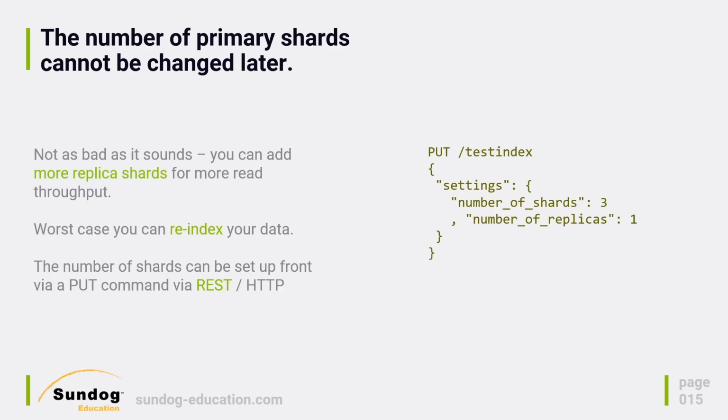We have 3 times 1 is 3, plus the 3 original primaries gives us 6. If we had 2 replicas, we would end up with 9 total shards, right? 3 primaries and then a total of 6 replicas to give us 2 replica shards for each primary shard. So that's how that math works out there. It can be a little bit confusing sometimes, but that's the idea.